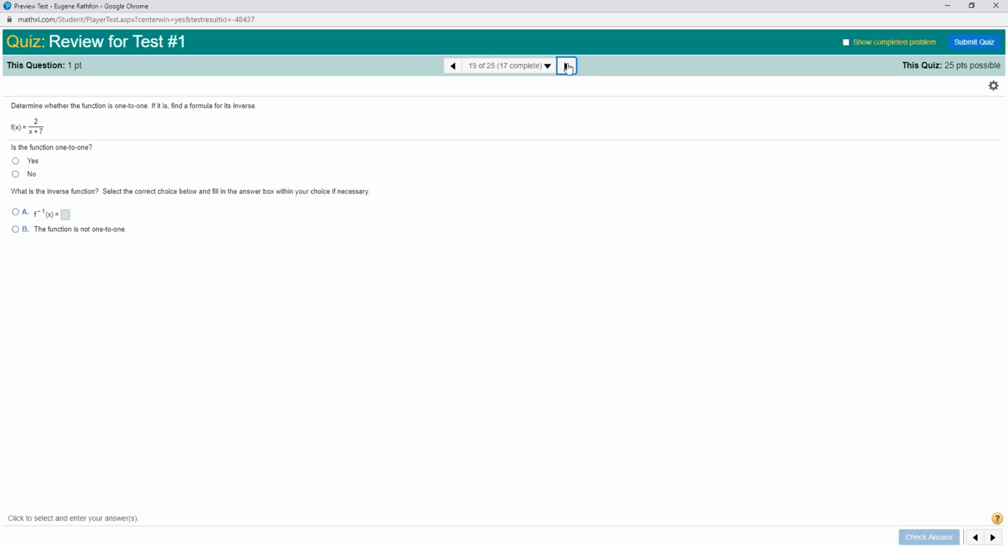All right, so this one says f of x equals 2 over x plus 7. So if you want to see if it's 1-to-1, go graph that real quick. So I'm going to clear that. I'm going to do alpha y equals and put my 2 on top. And then on the bottom, go to your calculator.